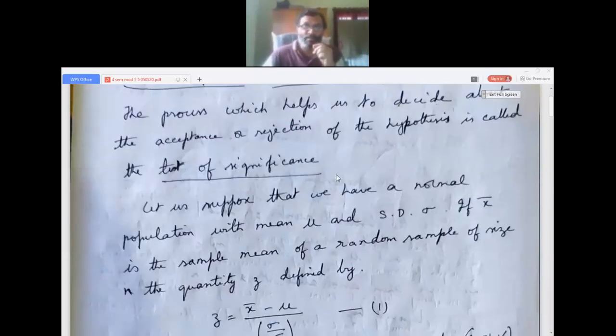The process which helps us to decide about the acceptance or the rejection of the hypothesis. So this is a process. Test of significance is a process which helps us to decide about the acceptance or rejection of the hypothesis. It is called the test of significance.